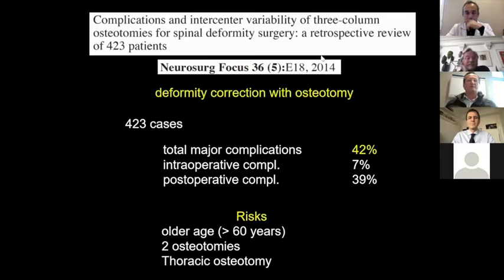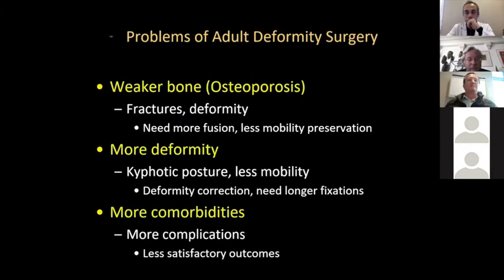One study from 2014 collected 423 cases, and total major complication was 42%. The risk of major complication is higher with older age, if the patients are older than 60 years old, if there are two osteotomies, and if there is a thoracic osteotomy. The main problems are the presence of osteoporosis, more deformity, which the other speakers also covered, and more comorbidities, more complications, and less satisfactory outcomes.